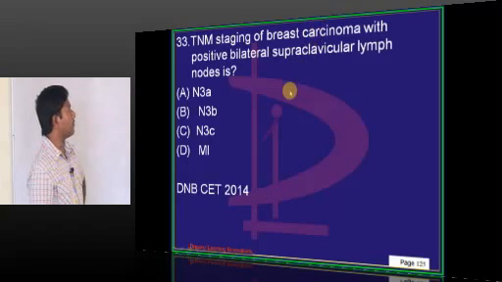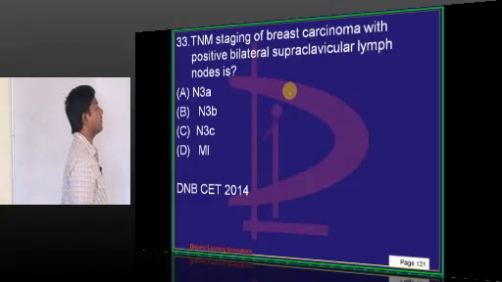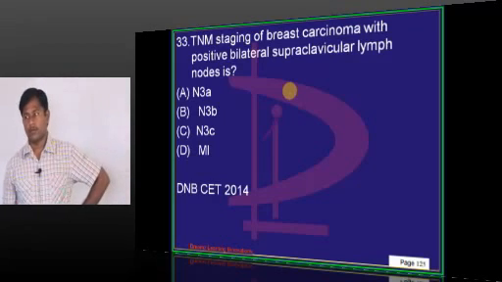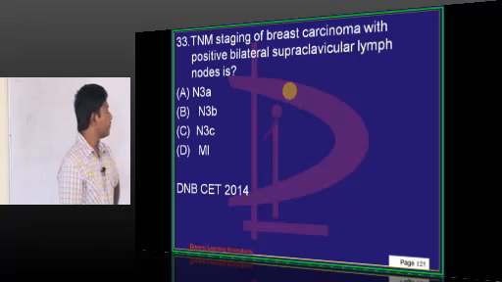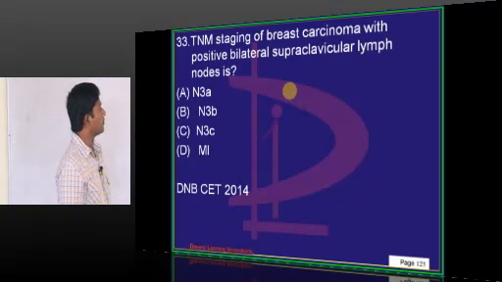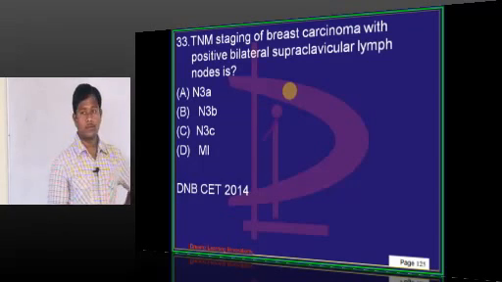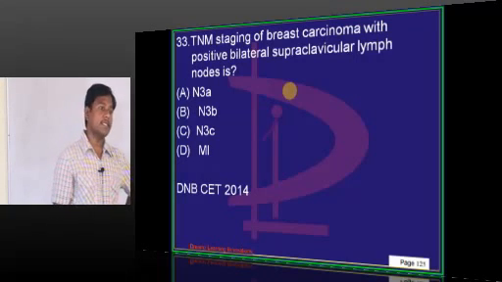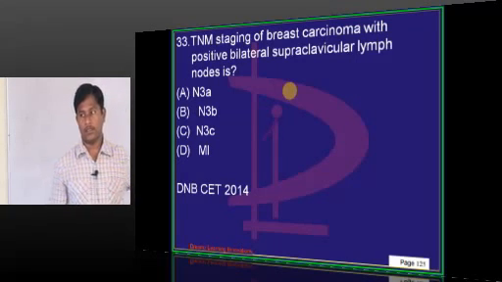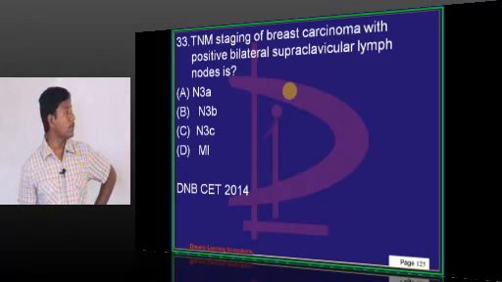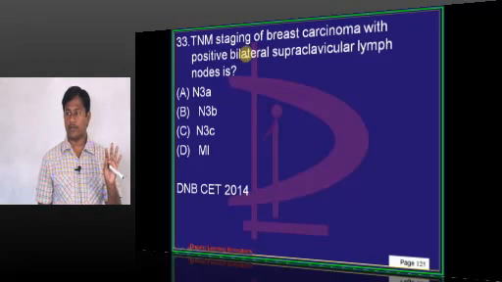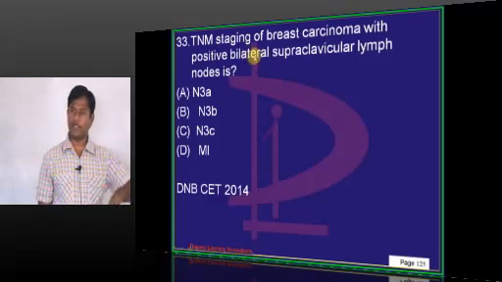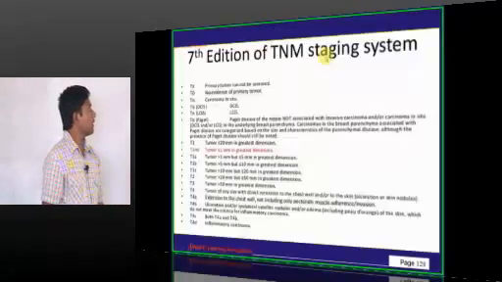TNM staging of breast carcinoma with positive bilateral supraclavicular lymph nodes. Sure shot, pakka question. N3C. The point to be remembered: there is nothing called bilateral in the classification. All ipsilateral only. Let us try to discuss this.